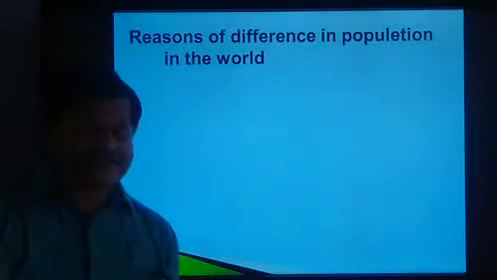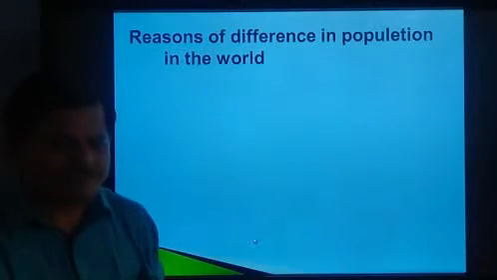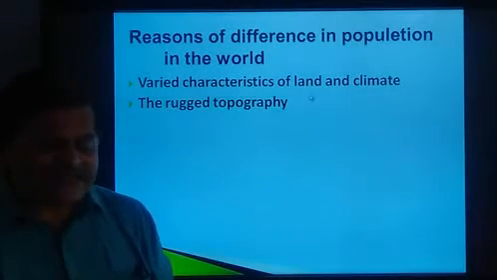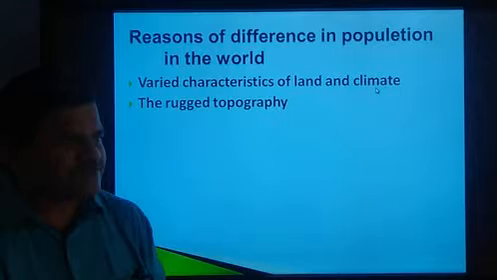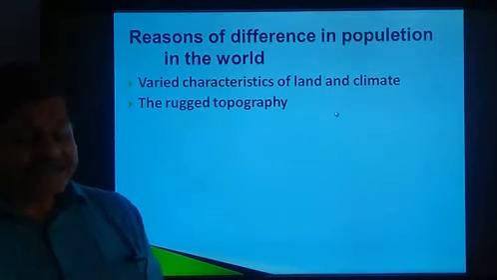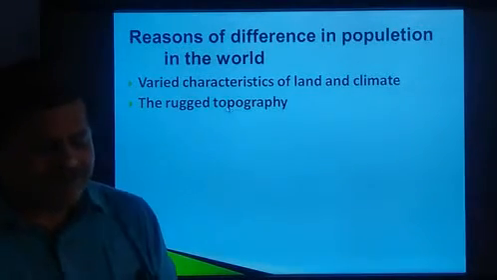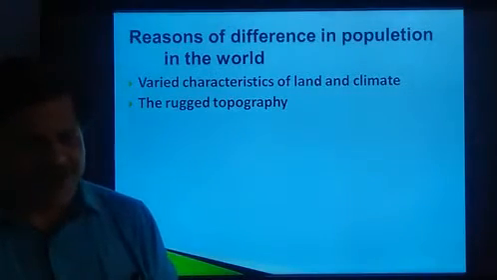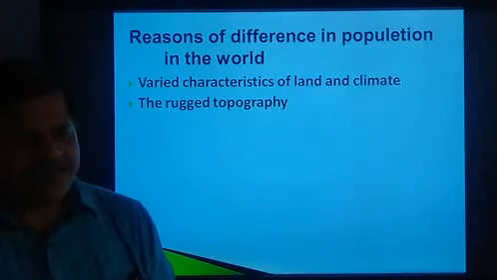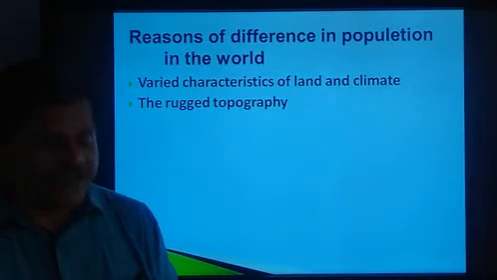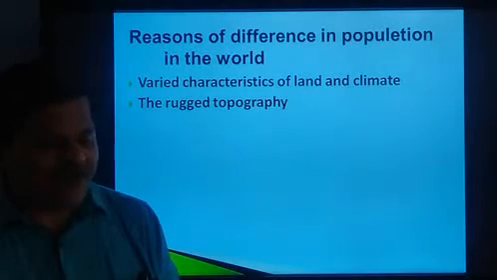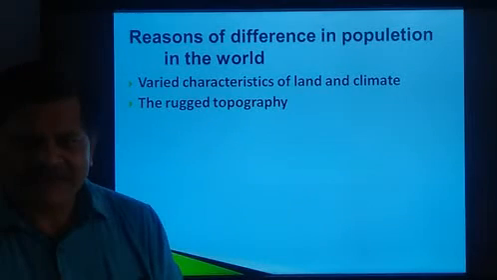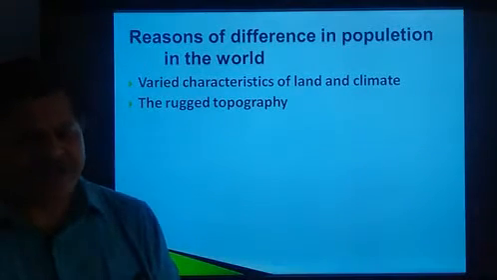Now what are the differences in population in the world? One of the main reasons is the varied characteristics of the land and climate, where we are interested to live. There are so many characters of land. Just see Mamba's farm and Peter's farm. Mamba's farm is rocky, as compared to Peter's farm, which is agricultural land that is very good for agriculture. Such type of land we are preferring.